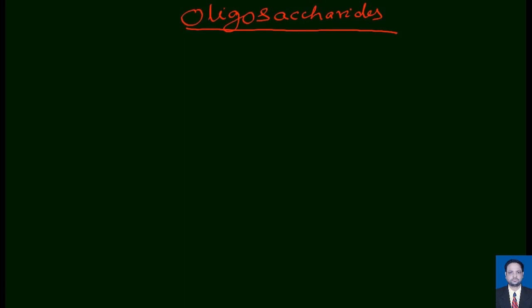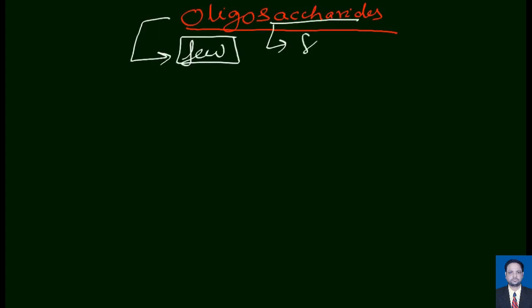Okay, welcome to our next class about carbohydrates. We have completed monosaccharides and today we are going to cover oligosaccharides. In my last class I told you the meaning of oligo. Oligo means few, and saccharides means sugar.